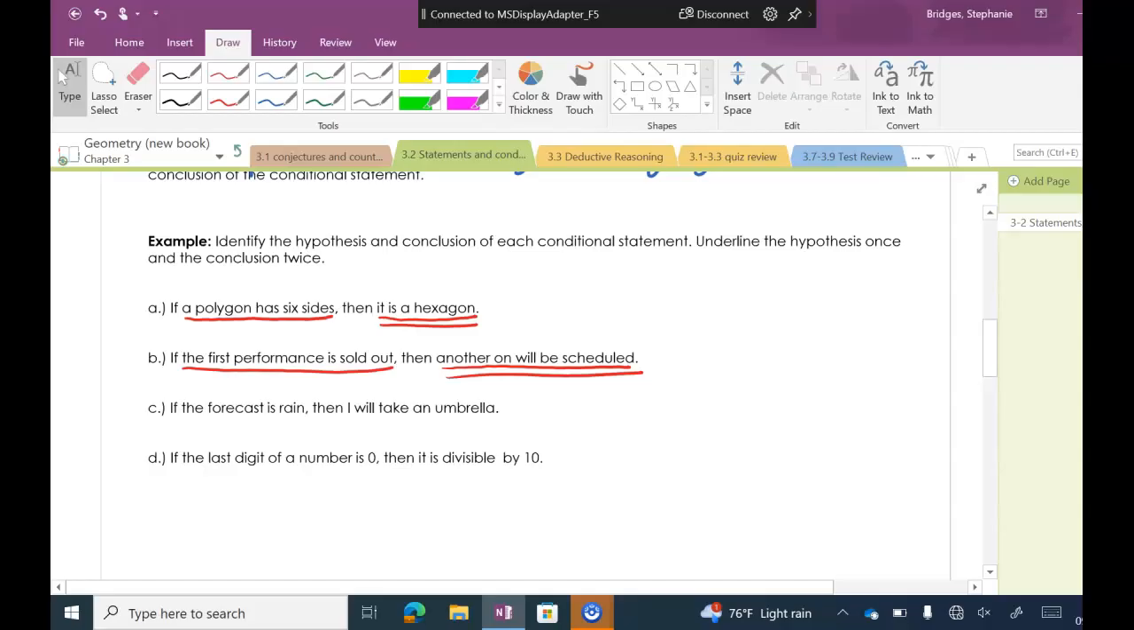Hypothesis once, conclusion twice. Underline your hypothesis once, your conclusion twice on both C and D.